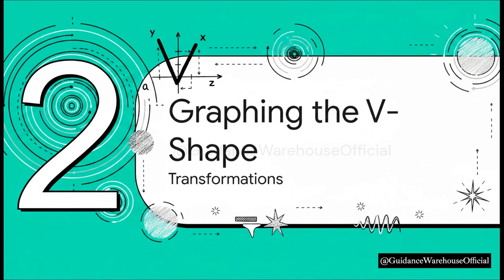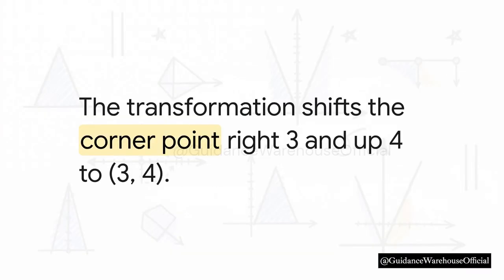All right, section 2, graphing the V-shape. Now that we've got the basic idea of distance down and how it models real-world tolerances, let's look at how this actually shapes a graph. The absolute most defining feature of an absolute value graph is its V-shape. Right at the tip of that V is the corner point, which acts as your anchor.